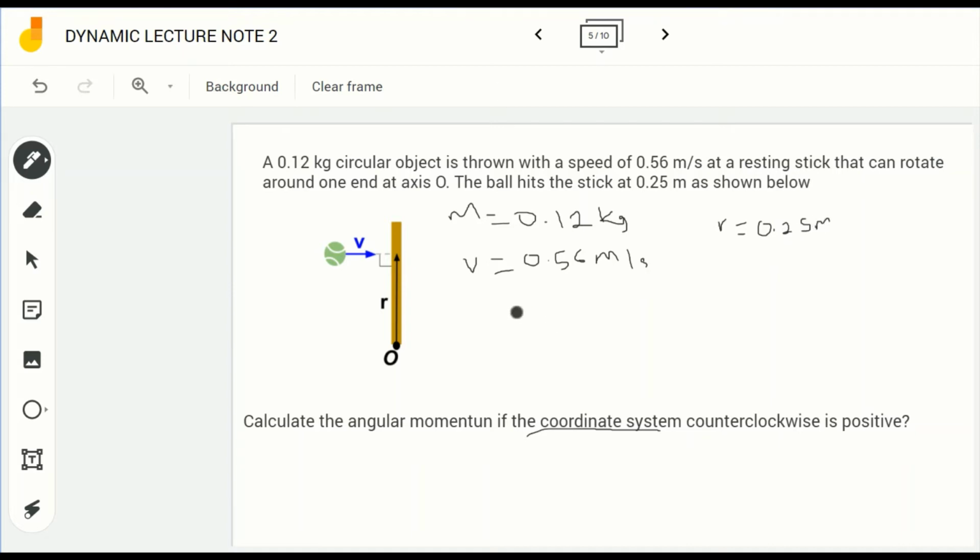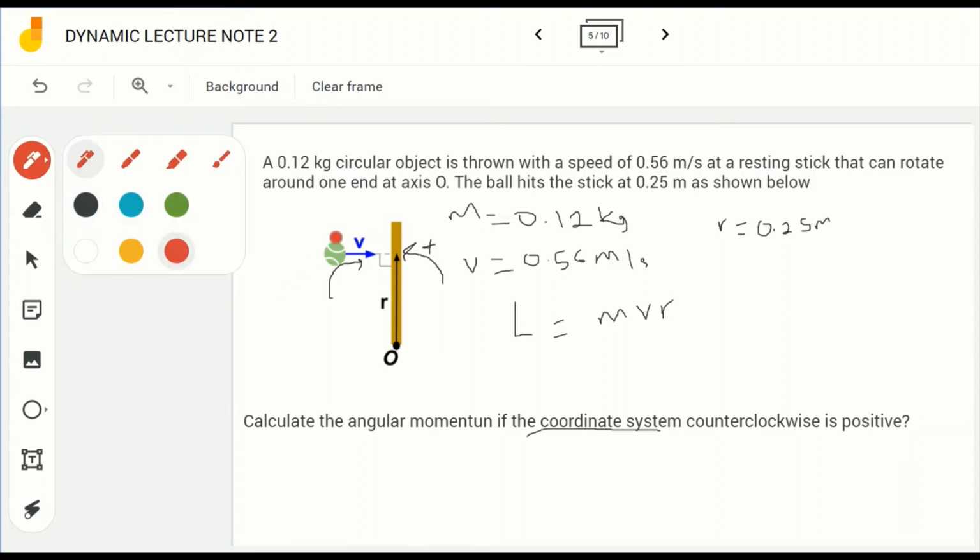To solve this question, we use what? Angular momentum equal to mvr. But we must note something here. It says if the coordinate system counterclockwise is positive, that means the speed is moving what? Clockwise. As you can see right here, the speed is moving clockwise. If counterclockwise is positive, it means that my speed will be negative. Look at this, please.